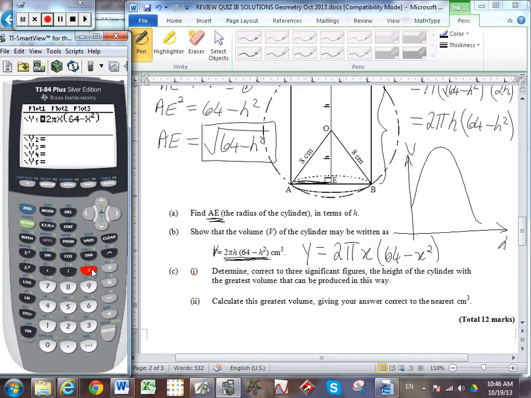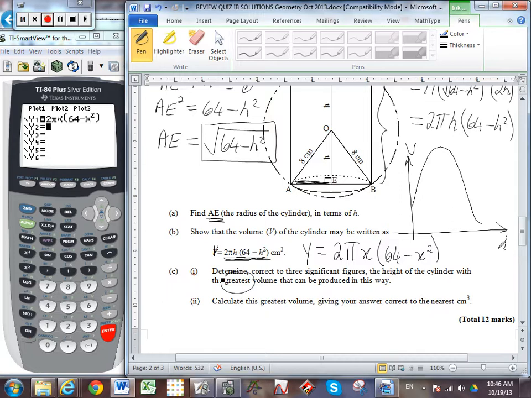And I'm trying to figure out when this is going to be a maximum, so I can have the maximum volume, the greatest volume. So I want to know, where is volume the greatest? I'm trying to find basically the h value here, which shows the value of h when I have a maximum volume. So let's graph it.